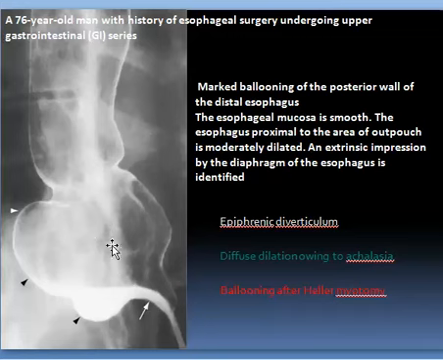What are the reasons for such an appearance? This ballooning is sometimes called an epiphrenic diverticulum and may be diffuse dilatation, as due to achalasia, Chagas disease, or ballooning after Heller myotomy. So please consider that such an appearance could be due to ballooning, to an epiphrenic diverticulum, or to achalasia, with a dilated distal end of the esophagus, more posterior.